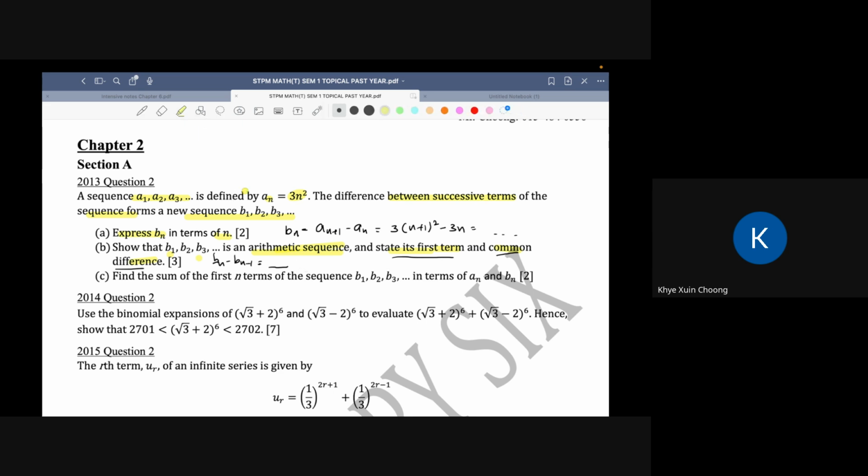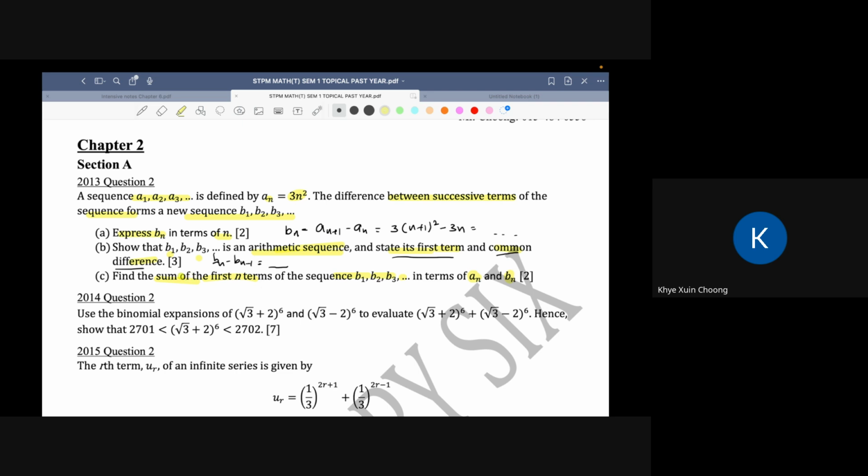So sometimes we might not be able to do the last part. Okay, it's okay to not be able to do it if you are not the top student. It's actually okay to not complete the whole question, but at least you try to finish part of it. For this question C, I think it's quite easy and quite straightforward. Find the sum of the first and third of the sequence B1, B2, B3. Okay, so actually it's a little difficult, because it wants you to show it in terms of An and Bn.